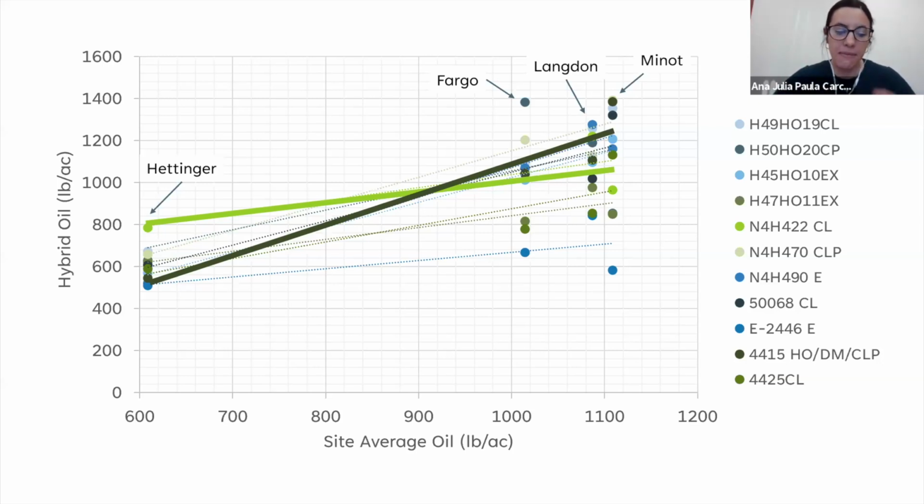So if you are aiming for yield potential and you want to strive to have the highest yield potential, probably you should go for an adaptable hybrid, but it's going to be a little bit more risky. And if, on the other hand, you want to go to a more comfortable situation, you can check and use a more stable hybrid.